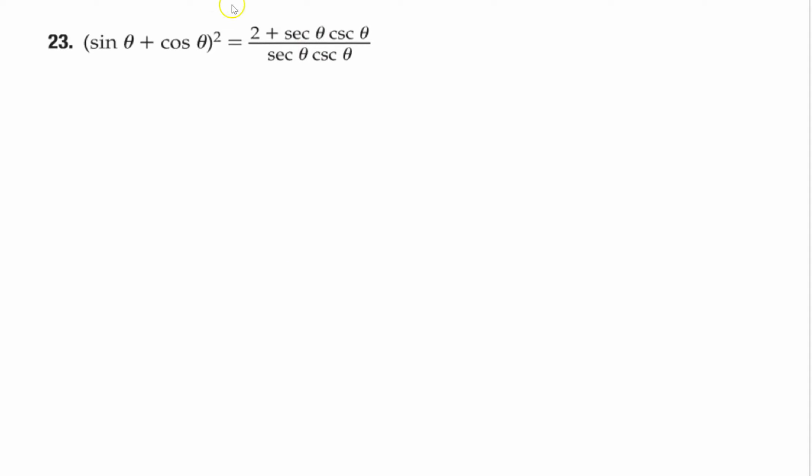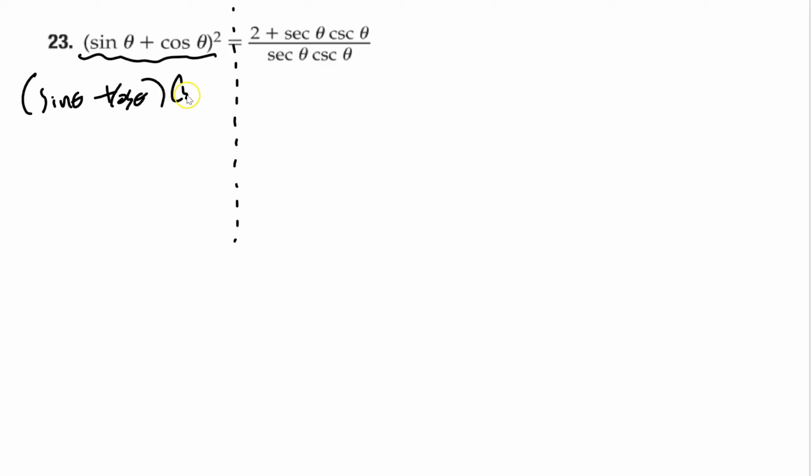Next one. This is one where I definitely have to work on both sides. I don't care what side you work on first. Just try to simplify one side as much as you can. This side's a little easier, so let's work here. Remember, first rule, you don't just distribute that way. It doesn't work that way. It's not how math works. You have to multiply by itself: sine theta plus cosine theta times sine theta plus cosine theta.